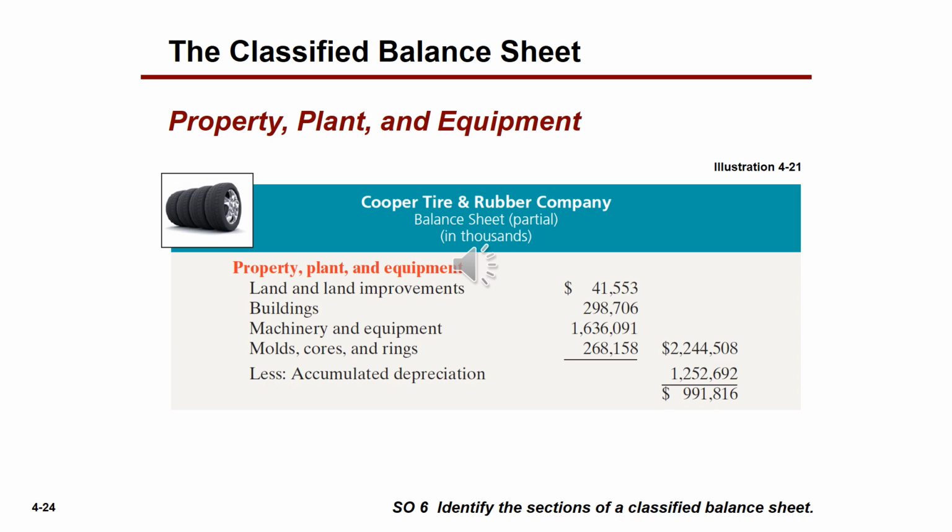Here's an example of the property, plant, and equipment section for Cooper Tire and Rubber Company. This section of the statement included land and land improvements, buildings, machinery and equipment, molds, cores, and rings. Okay, and of course, as you can see, we subtract accumulated depreciation from that, and that will give us the total PP&E, or total property, plant, and equipment.